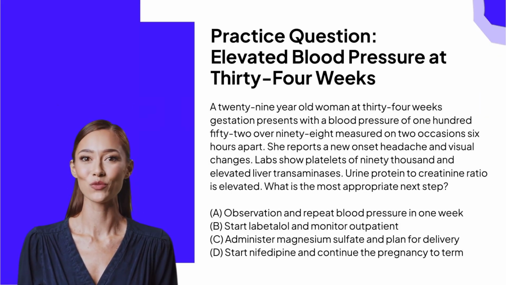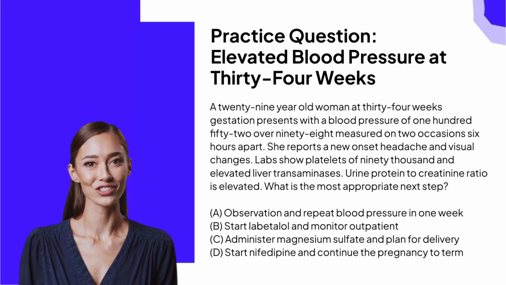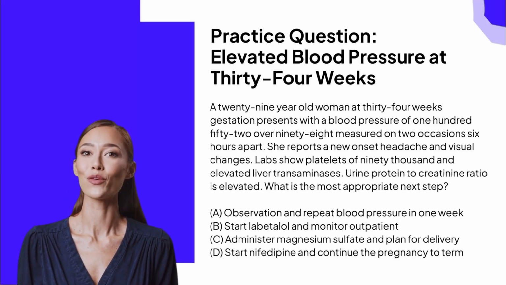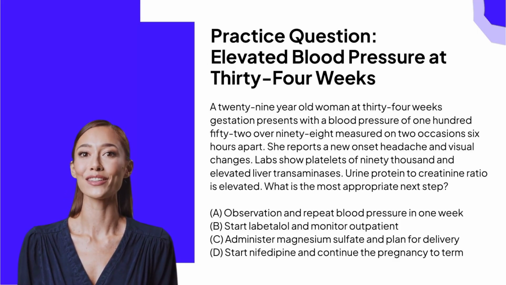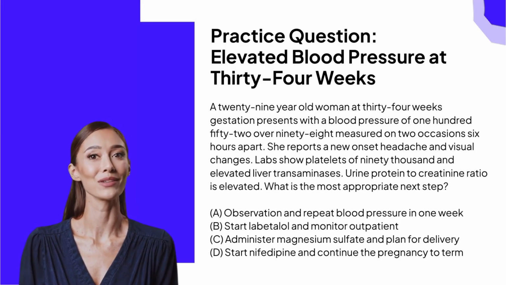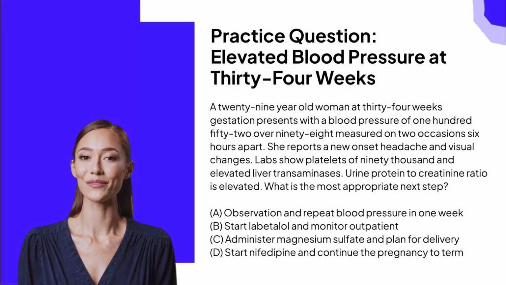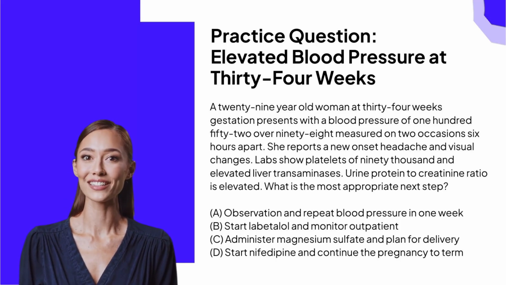A 29-year-old woman at 34 weeks gestation presents with a blood pressure of 152/98, measured on 2 occasions 6 hours apart. She reports a new onset headache and visual changes. Labs show platelets of 90,000 and elevated liver transaminases. The urine protein to creatinine ratio is elevated. What is the most appropriate next step?